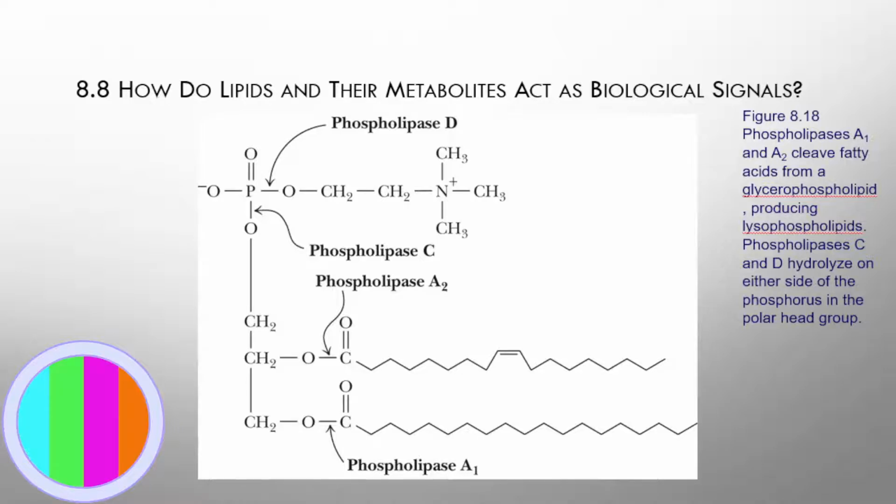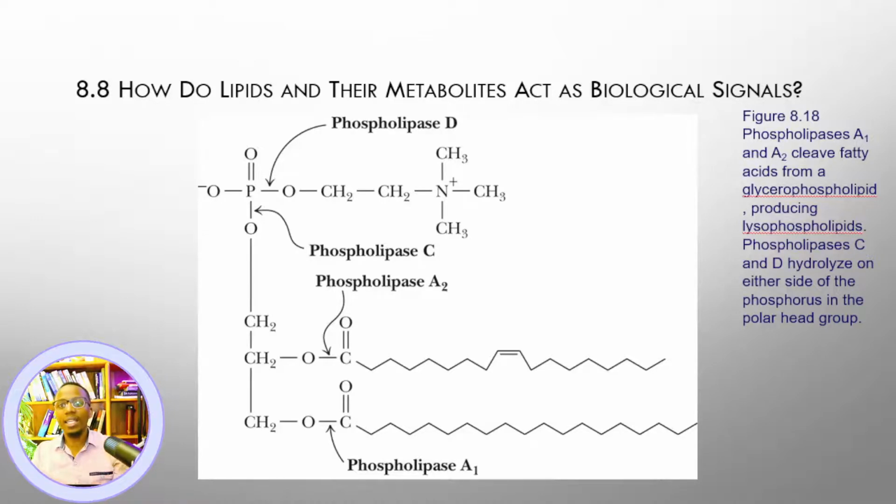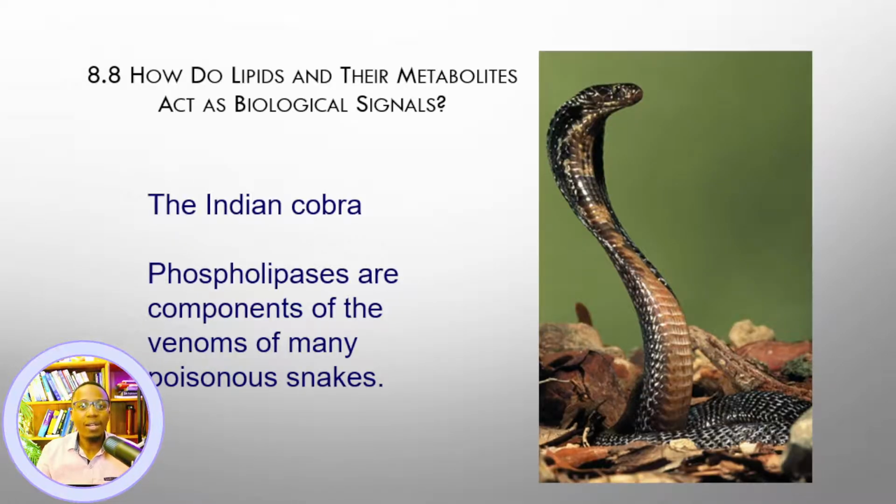You can see that some of them, for example phospholipase A2, are breaking it at the ester level on this carbon, but phospholipase C and D break down these oxygens from phosphate. So phospholipases are very, very powerful in breaking down lipids, and they can also be dangerous. How dangerous? Well, how about snake venom dangerous?